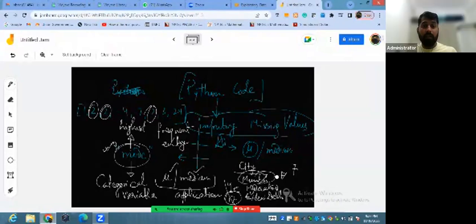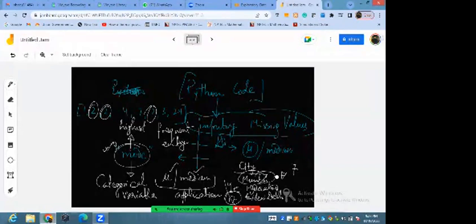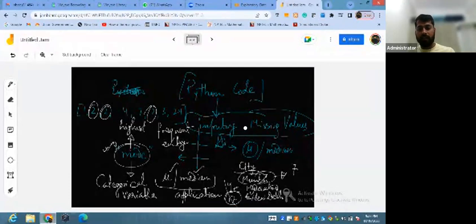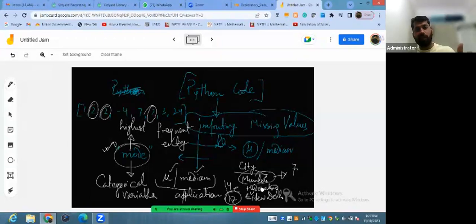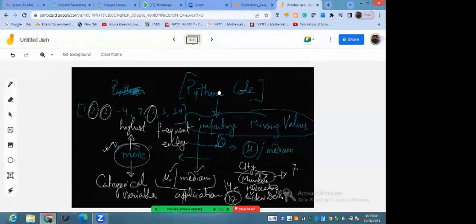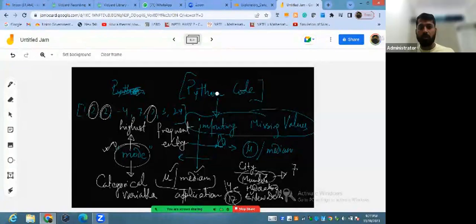Because you cannot calculate mean and median, as mean and median are calculated over numerical numbers. So here the only choice left is mode. The most frequent entry is New Delhi, so you will impute your missing value with New Delhi. Is it understood? This is the motto to explain why it is.